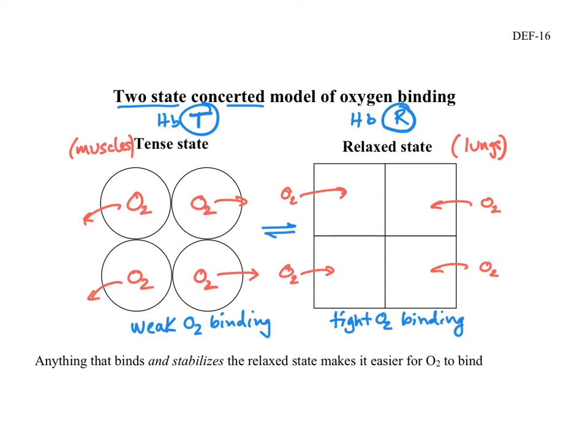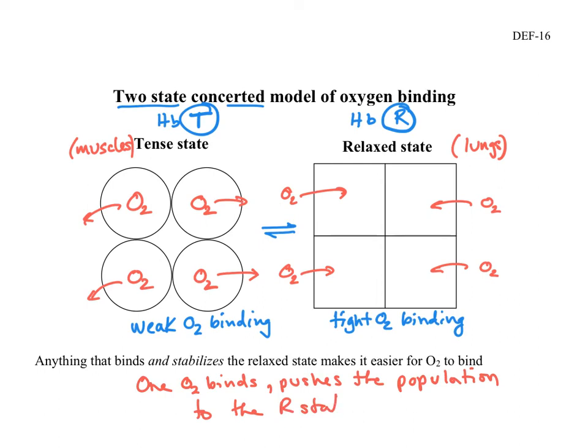Anything that binds and stabilizes the relaxed state makes it easier for oxygen to bind. And what's the most important thing that binds to the relaxed state? One oxygen binds, pushes the population to the R state, making it easier for more oxygen to bind.